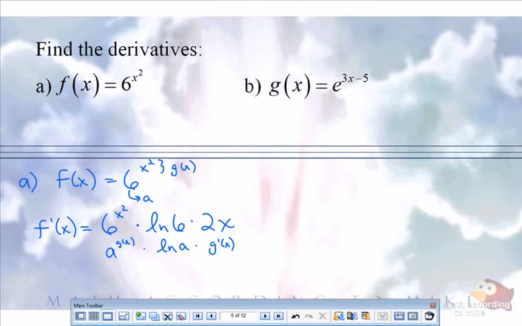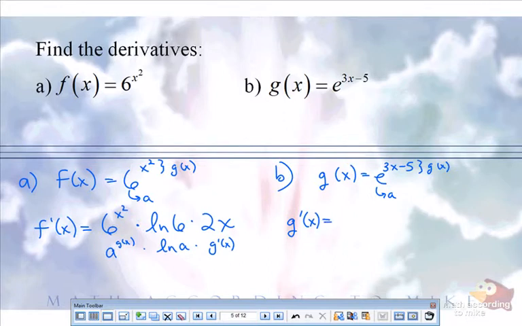Try part B on your own. g of x is e to the 3x minus 5. Okay, so someone walk me through this. What's the first part? Okay, we started off as a duet there. It sort of ended there. That's okay. Times, someone else?